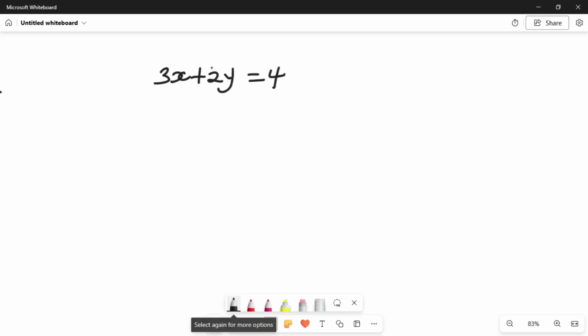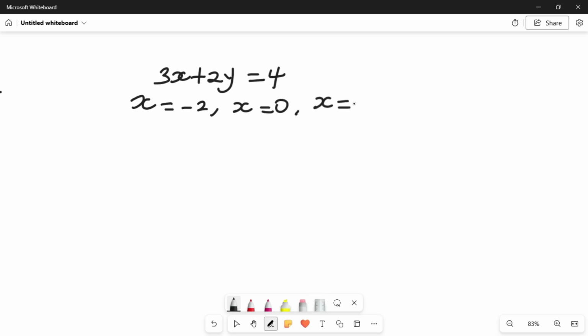So we have our equation 1. The next thing we have to do is to pick random values for x. From those values, we get the equivalent values for y. So here you have all the options. You can pick any values for x. So I'm going to use x = -2, then x = 0, and x = 2. Okay. So what we want to do now is to get the equivalent values for y.